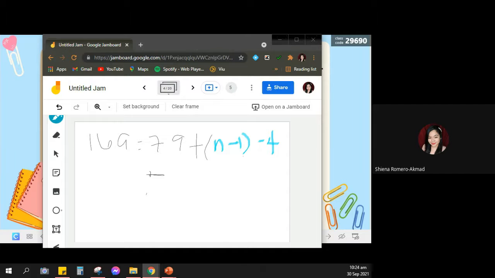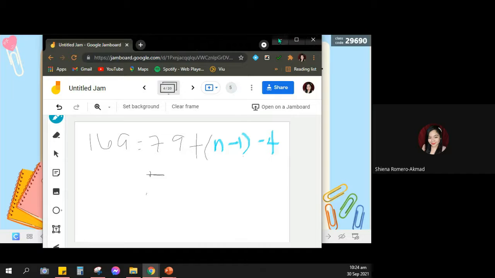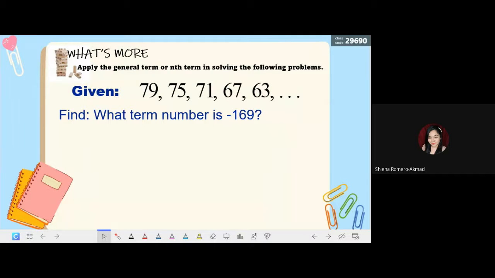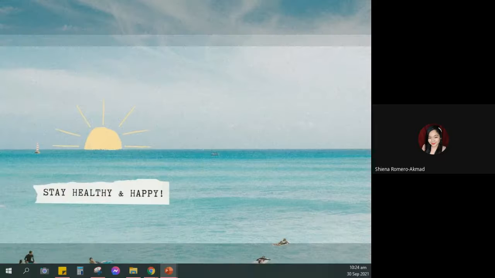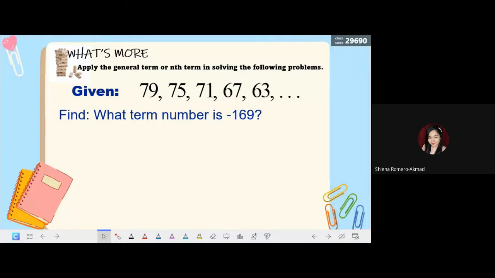O, hindi na tinuloy ni ano. Hindi na nga, gawin ko na nga dito sa ating, hindi na tinapos eh. Nainis na siya kasi sinulatan ko ng -4 times, ano yun?